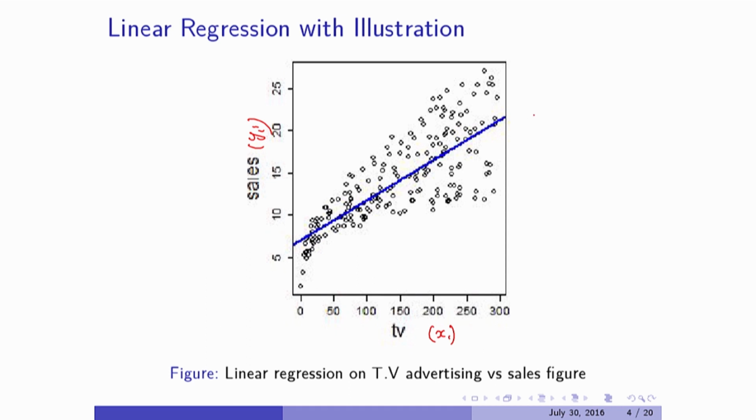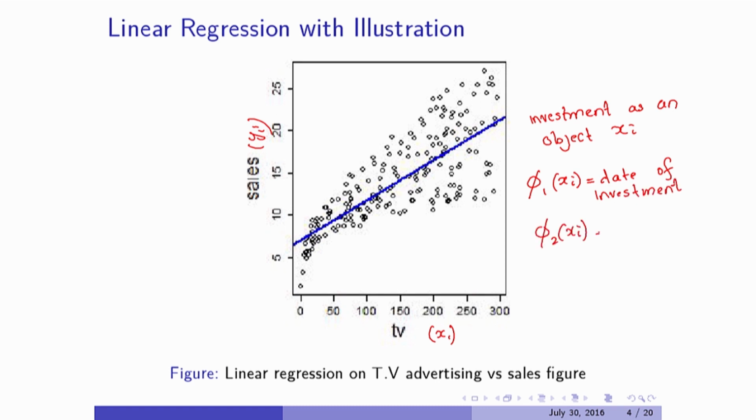What about treating the investment as an object? Now, the object could have multiple attributes. I'll denote them by phi. So phi 1 of xi could be the date of investment. phi 2 of xi could be the value of investment. What I've tried to fit here is yi as a function of just phi 2 of xi, the value of investment. Perhaps I should consider fitting yi as a function of several such phi's.